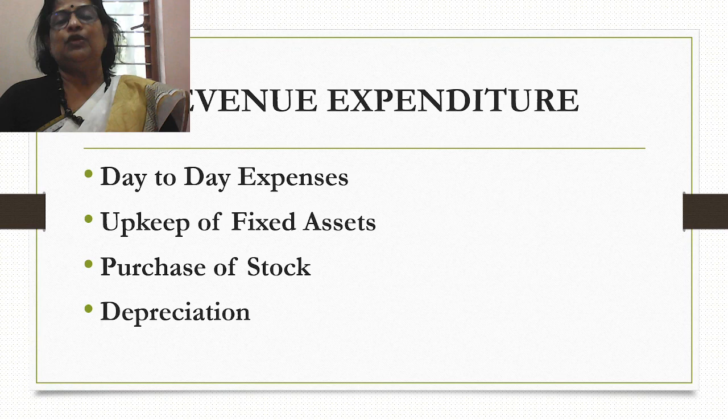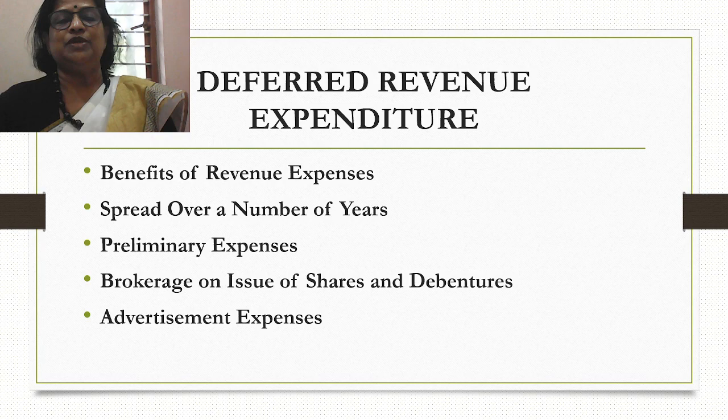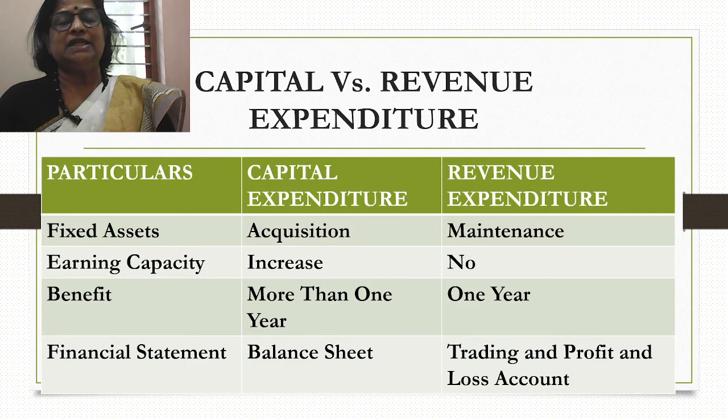Now let us see the difference between capital expenditure and revenue expenditure. In the case of fixed assets, capital expenditure is acquiring, owning, purchasing a fixed asset. Revenue expenditure is when a fixed asset is maintained for the day-to-day working, like repairs and renewals. Earning capacity: purchase of a capital asset will increase the earning capacity, whereas revenue expenditure will not increase the earning capacity.